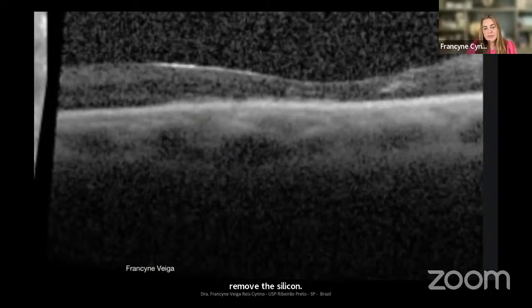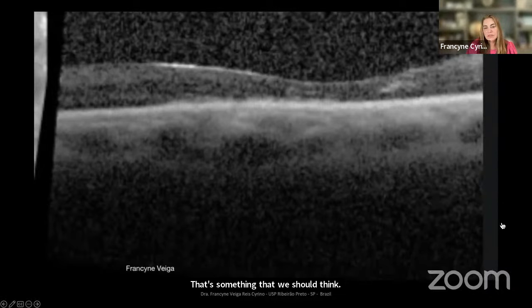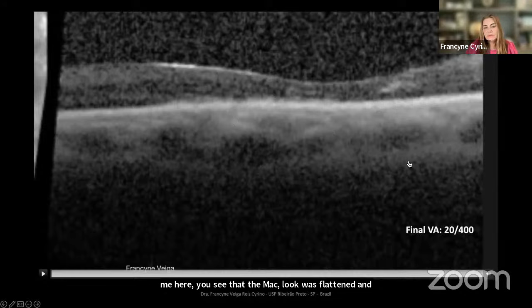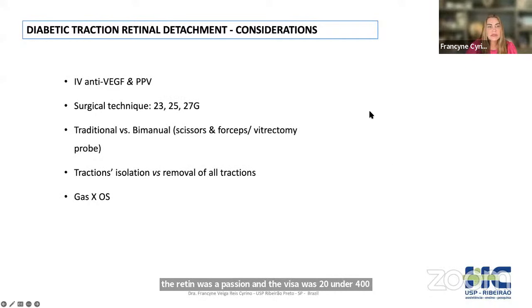Retina can redetach, and that's something that we should think about when we do this challenging case of diabetic vitrectomy. Here you see that the macula was flattened and the retina was attached, and the visual acuity was 20 under 400, but the external retina was not so nice. So we can discuss technique, traditional or bimanual, and isolate or remove all traction.